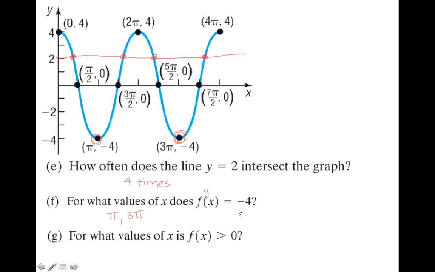All right, for what values of x is f of x greater than 0? That means where is your y value greater than 0? So that would be anywhere above the x-axis. So that's here, and all of this, and all of this. And it does say for what values of x, so we want to list this in terms of x values. The x values for the first section is from 0 to pi over 2. It's above the y-axis.